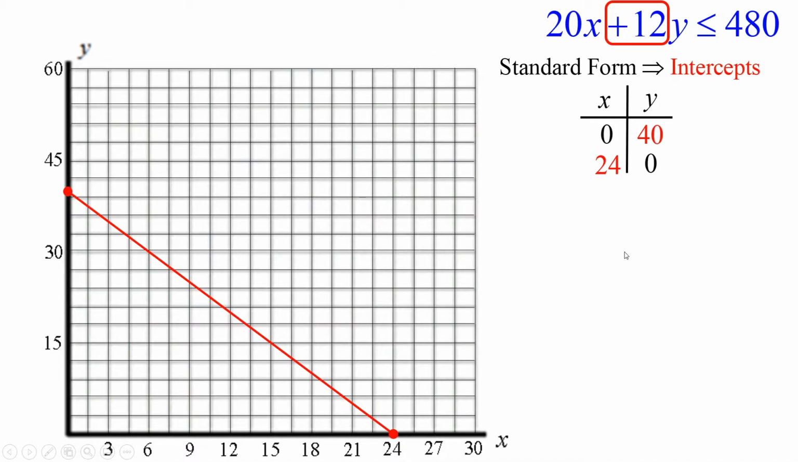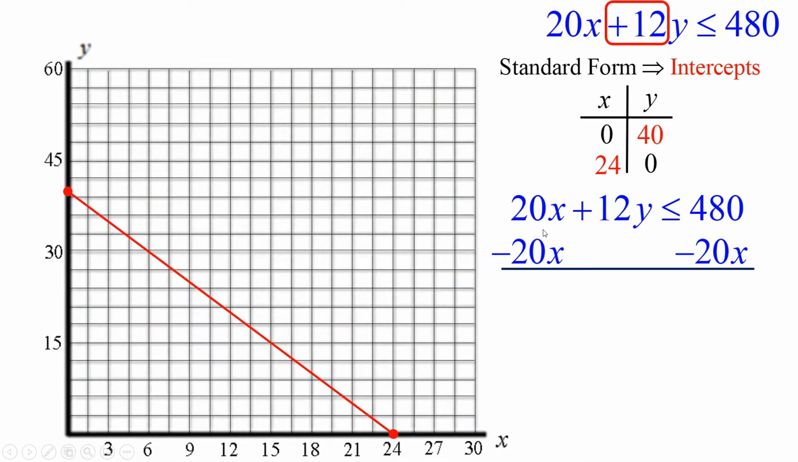But I want to make sure of that by converting this standard form into slope intercept form and take the opportunity to even learn and evaluate some more. So let's go ahead and go 20x plus 12y is less than or equal to 480, and let's convert this to slope intercept or solve for the y. So the first thing you're going to do is subtract the 20x's, and adding or subtracting will never affect your inequality, so it's still less than or equal to.